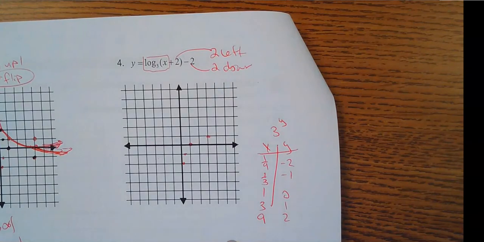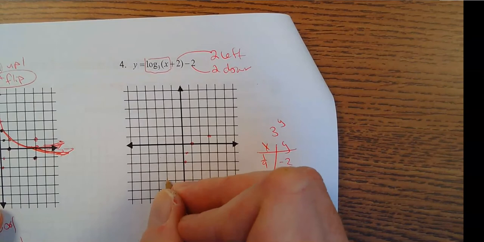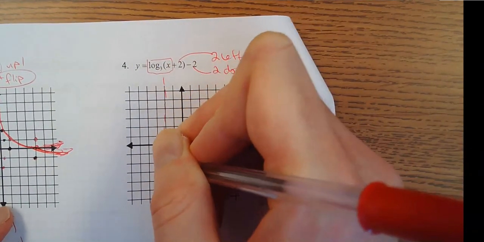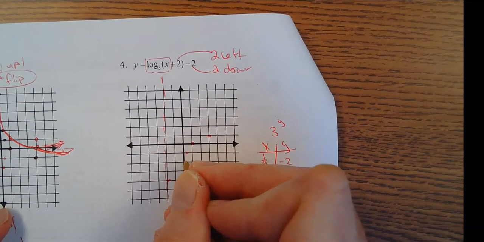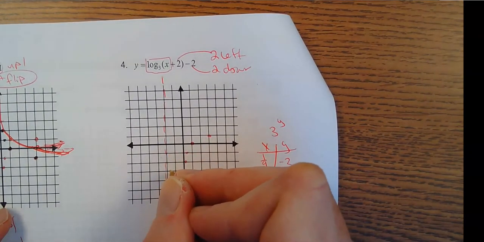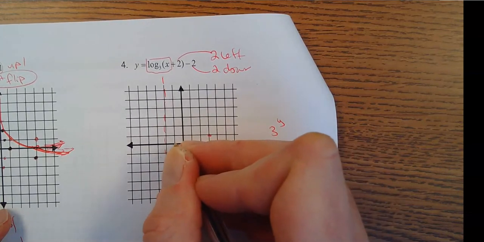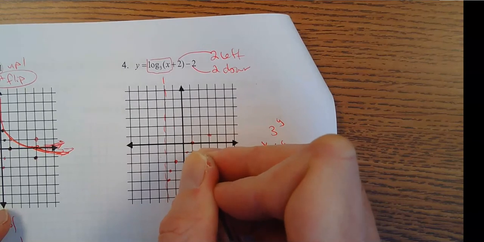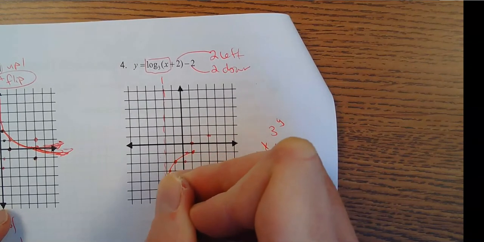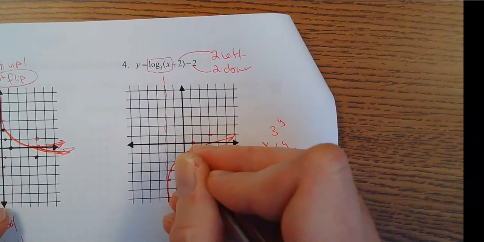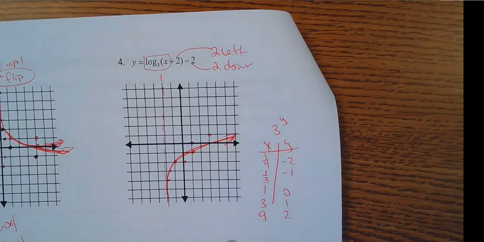I'll take all these points, I'm going to go left 2, down 2. Now when I went left 2, this is my new asymptote. And then left 2, down 2. Left 2, down 2. And then left 2, down 2. Connect that right now before I forget. So it's coming up along, goes this way, and then goes that way.